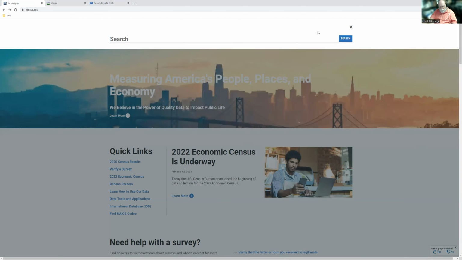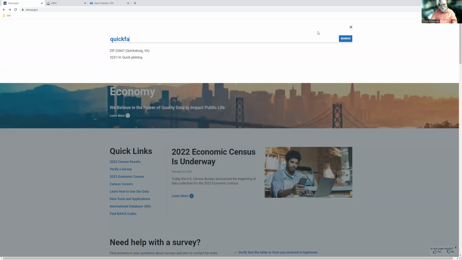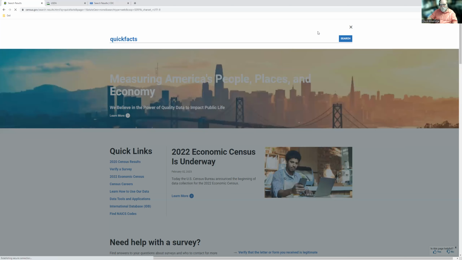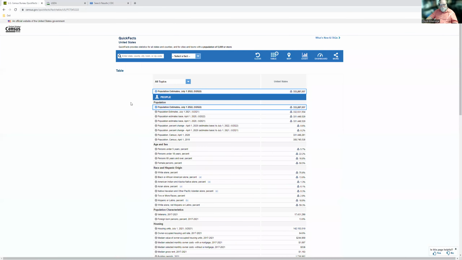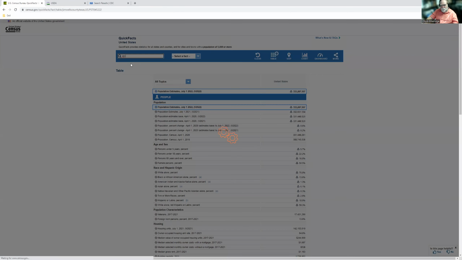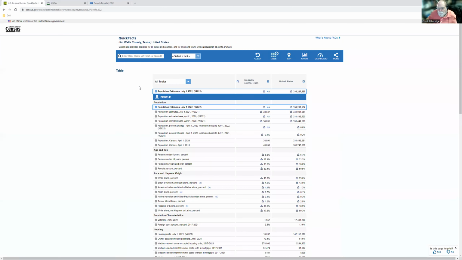So first thing we're going to do is get on the census and look for a tool called Quick Facts. We're going to search and it takes us to Quick Facts. Now there's a lot of ways to use the census, but this is a tool that'll make your life easy, and I'll show you why in a minute. So let's look at Jim Wells County, Texas. And we get the population.